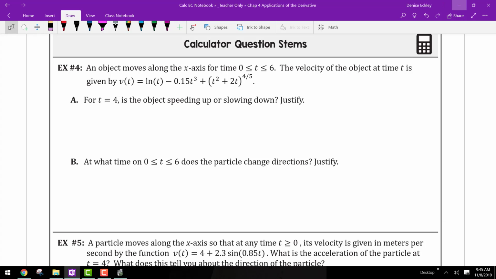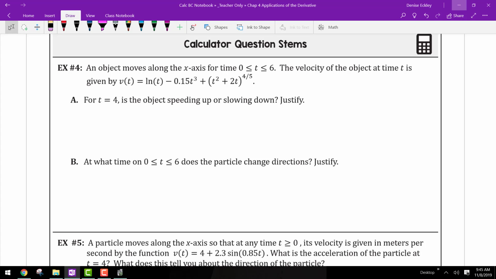Okay, example 4. An object moves along the x-axis for time 0 is less than or equal to t, less than or equal to 6. The velocity of the object at time t is given by the function v of t is equal to the natural log of t minus 0.15 t cubed plus t squared plus 2t to the 4/5 power. For t equal to 4, is the object speeding up or slowing down?